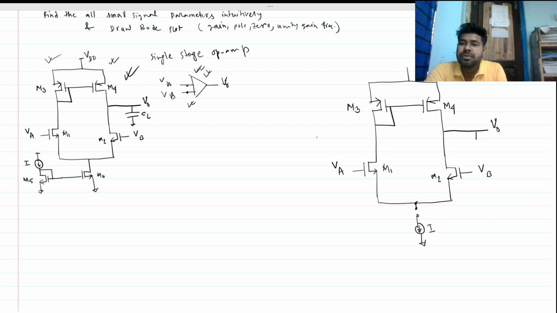Then they will ask you what the DC gain of the circuit is, and then they will add a capacitor here like this and ask you to draw the Bode plot. To draw a Bode plot we need poles, zeros, unity gain frequency, DC gain and so on, right? So these are the questions.